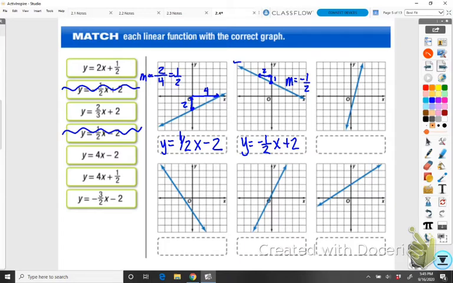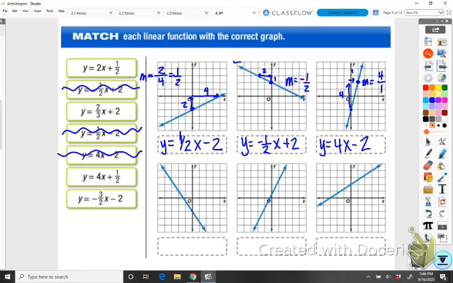The third graph has a negative 2 intercept. And if we find another crossing point, it's up here. So that's a rise of 1, 2, 3, 4 over 1. A rise of 4 over 1 has a slope of 4. So we're going to have y equals 4x minus 2, which is right here.